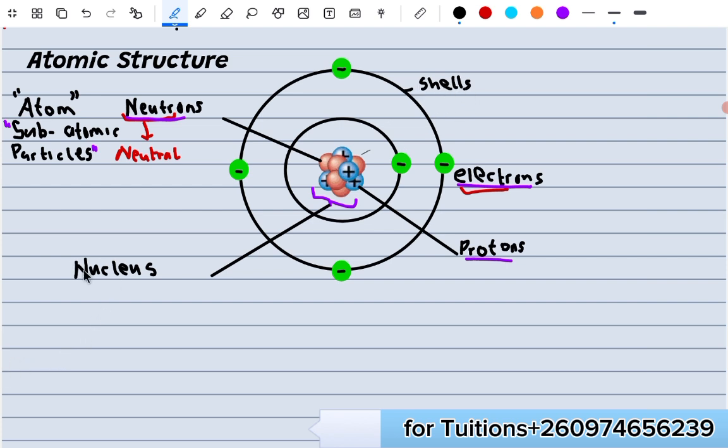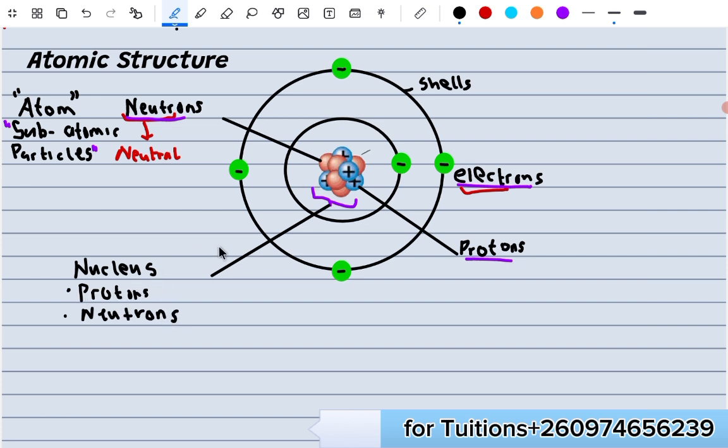But the nucleus has got two subatomic particles. One of them is protons. They are found in the nucleus. And what else? Neutrons. Sorry about that. They're called neutrons. So these two are found at the center here.